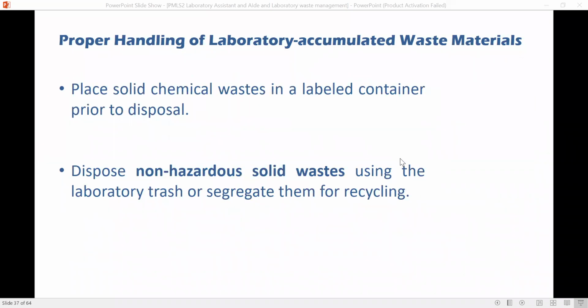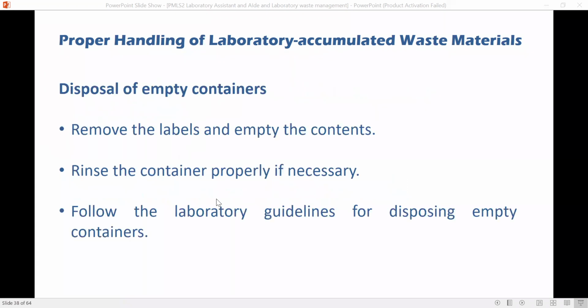Okay? So place solid waste in a labeled container prior to disposal. So yung kanina, diniscuss natin mga liquid waste. Pag solid waste, ganun din, lagay mo rin sa container. Okay. And then dispose non-hazardous solid waste using the laboratory trash or segregate them for recycling. Ayan. So mamaya, I will discuss yung mga types ng mga wastes.